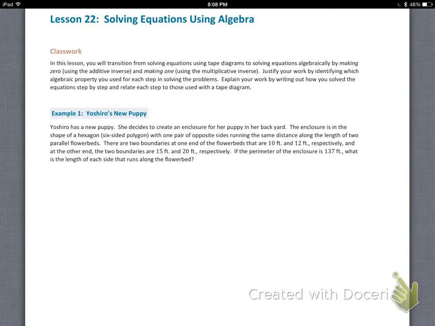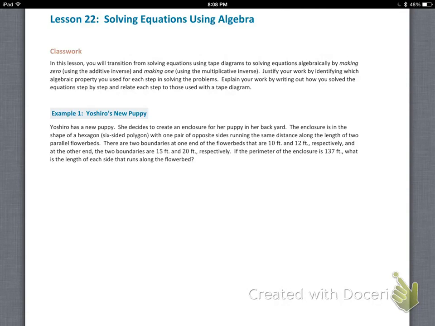Welcome to Module 2, Lesson 22, Solving Equations Using Algebra. Lesson 23 will be talking about the same subject. And then, of course, following Lesson 23 will be the end of Module 2 assessment. So these are the last two lessons before that end of module assessment. Alrighty, well, here we go.